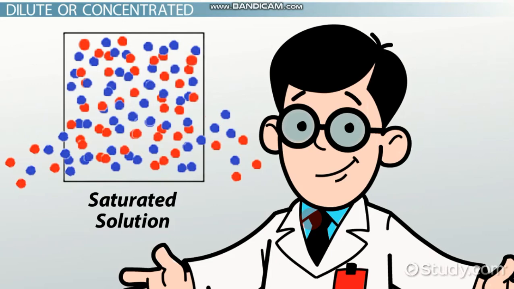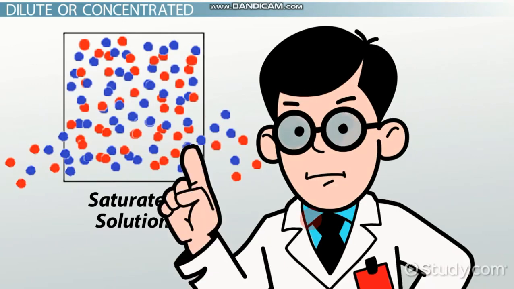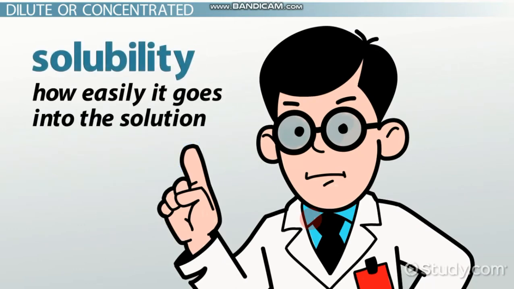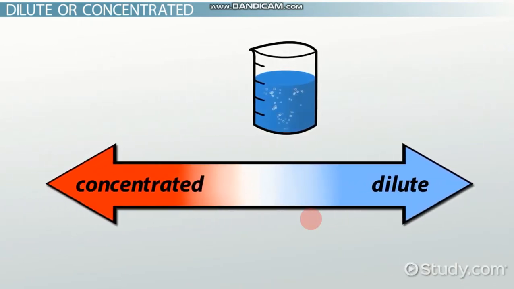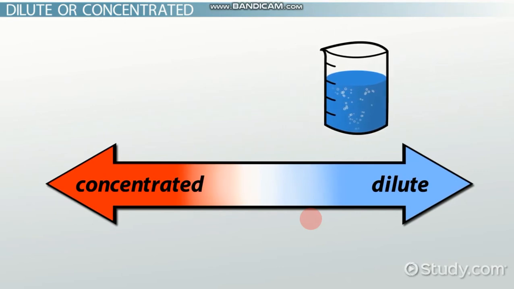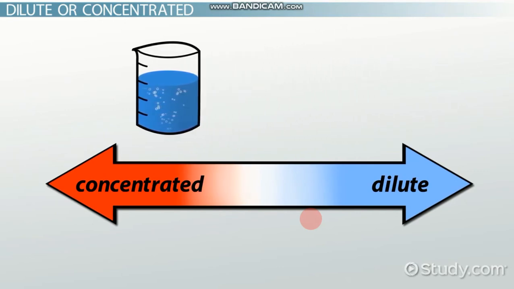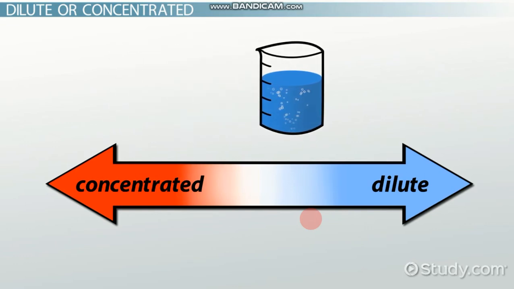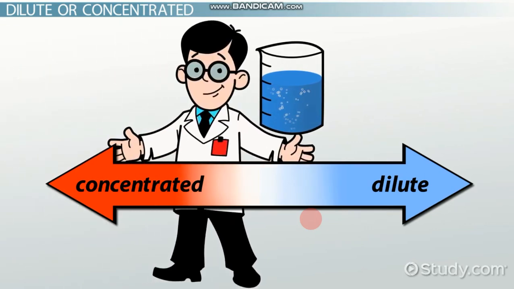But we can experiment to determine what is the maximum that a solvent can hold before it reaches its saturation level, which is based on the solubility, or how easily a solute goes into the solution. Based on our needs, we can have a solution on a continuum between dilute and concentrated. Maybe we want to only slightly dilute a compound. We won't fill the solvent to its maximum, but we might put in slightly less of the solute than the maximum.